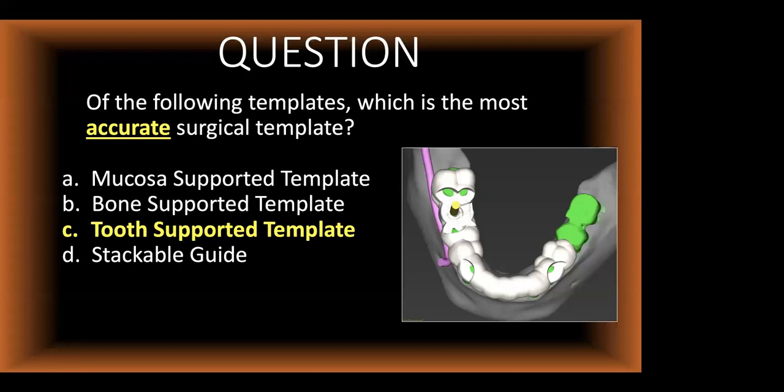If we look at our list, the least accurate is a mucosal supported template, because this is a template that rests on the tissue. Tissue is very variable, it gives, and it fluctuates from when that CBCT was taken. So the bottom line is a tooth-supported template. If you can ever use one, that is the most accurate. A bone-supported is the second most accurate, and certainly the mucosa is the least accurate, and that is pretty conclusive on most of the studies out there.